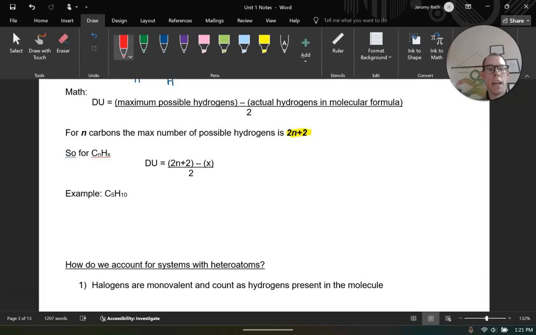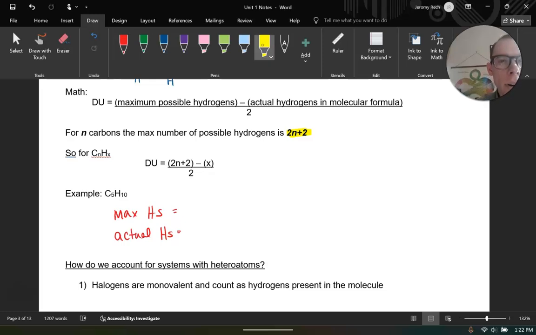For the C5H10, rather than doing this all in one, I'll generally do it in 2 sets of math just so I don't get confused. We're going to calculate our max number of H's and our actual number of H's. So our max number of H's is going to be our 2n plus 2.